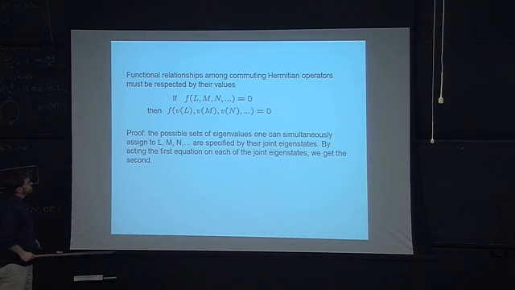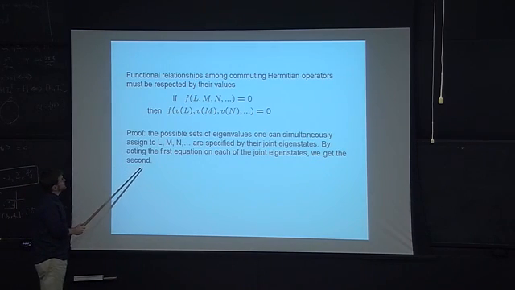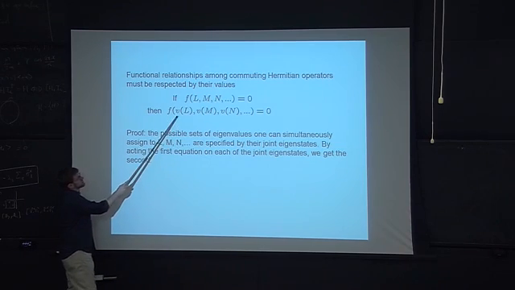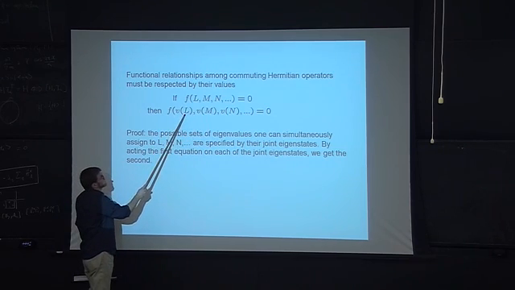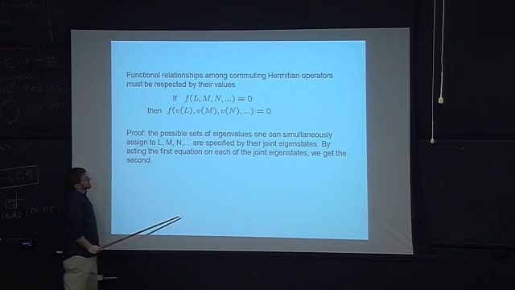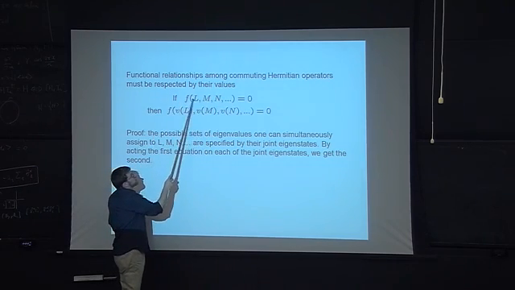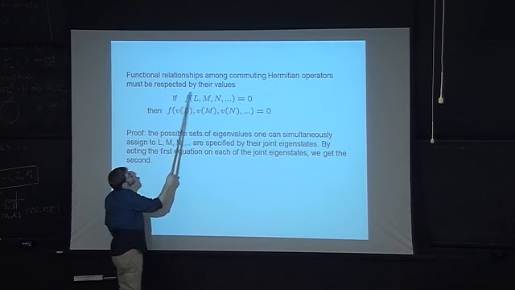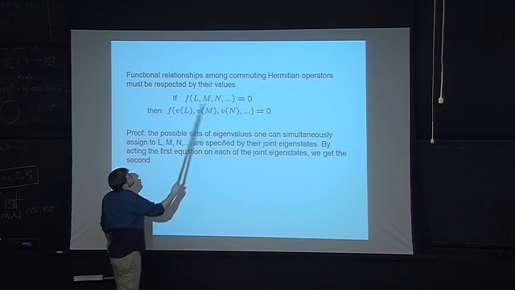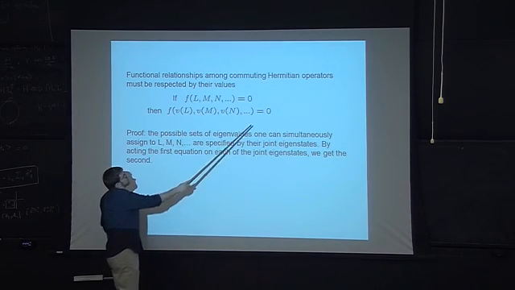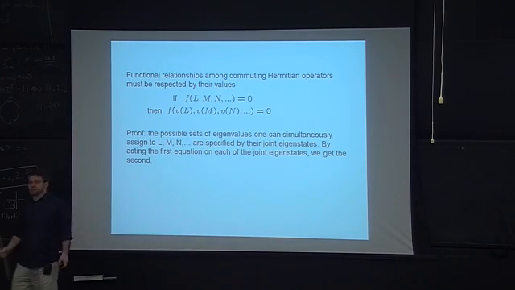The simplest proof of this is that if you want to know the sets of eigenvalues that can be simultaneously assigned to these different Hermitian operators, because these values are all drawn from the eigenspectra of these Hermitian operators, then it's just specified by the joint eigenstates of these Hermitian operators. So if I just act the first equation on every one of the joint eigenstates of these operators, the left-hand side acting on the joint state will become this. It'll just pull out the eigenvalues for each of these guys. And so I'll have proven that the functional relationship also holds for the joint eigenvalues.